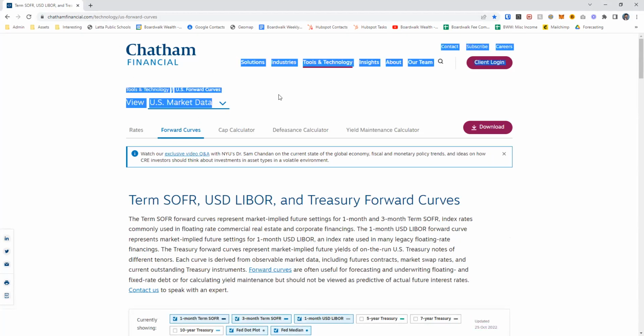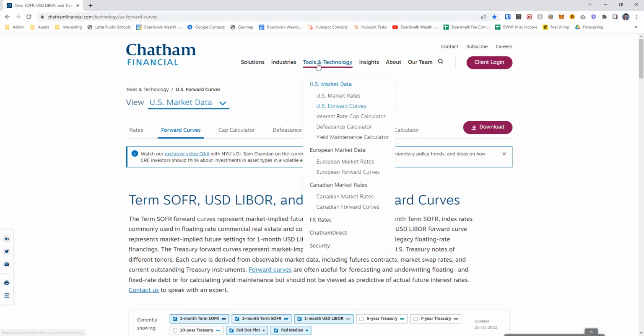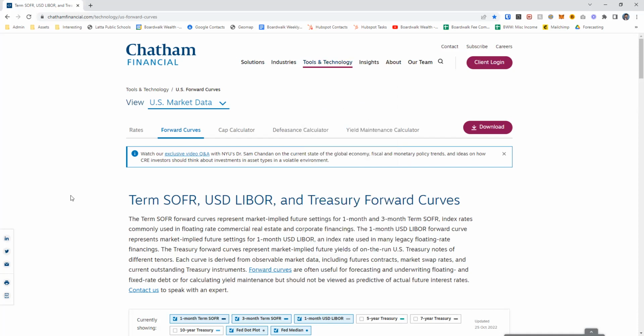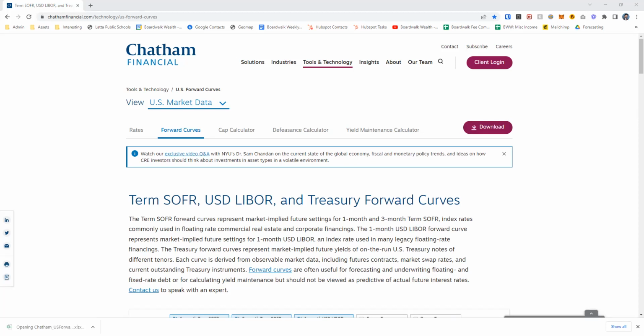So I am going to Chatham Financial's website. They have this under tools and technology, and you can go to the forward rate curve, right? So there's a button here called download. Let me download this, and it's going to open up something. Let me actually share this.